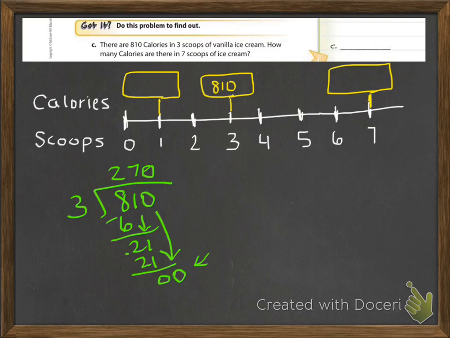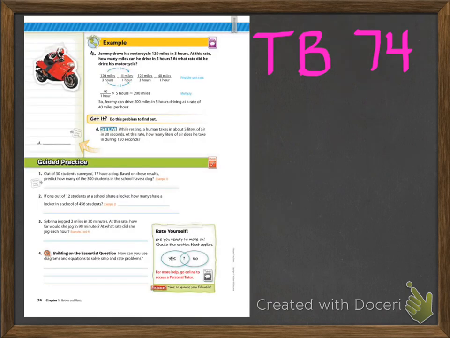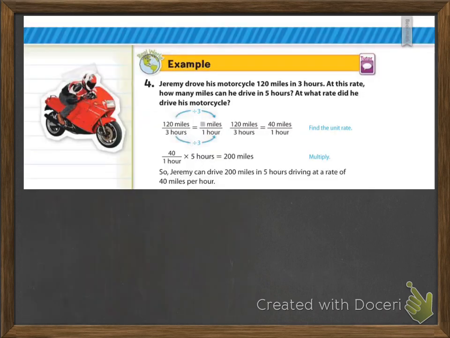So now we know that each scoop is 270 calories. So we're going to put that 270 right there in the 1. Now we can take the 270 and multiply it by 7 because we need to find out how many calories 7 scoops is. And now we can see that it's 1,890 calories. So we're going to put 1,890 calories right here, and then we're also going to write that answer on our line up here. All right, great. So let's go on and see what's on textbook page 74.